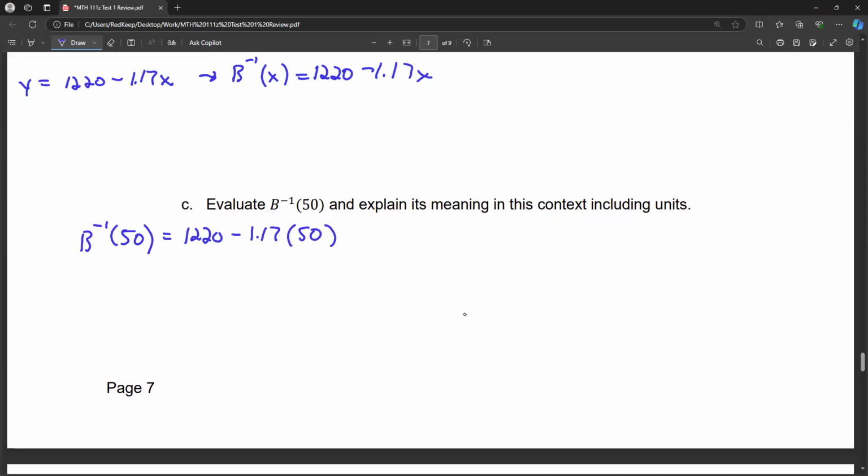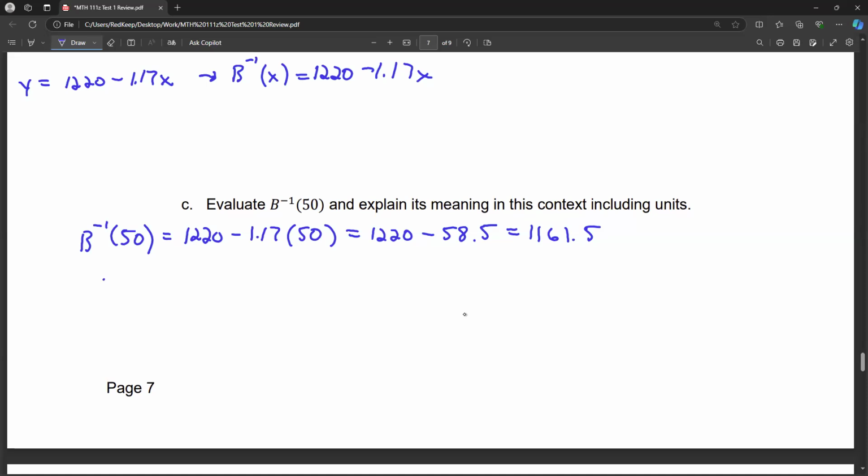Okay, and so I don't have a calculator close by. I'm going to just use the results I had found before, right? So I have 1,220 minus 58.5. That's 1.17 times 50. And so if I combine these, you should be getting 1,161.5. Okay, and so this is only the first part of this question. Now we want to explain the meaning in context, using units as well.